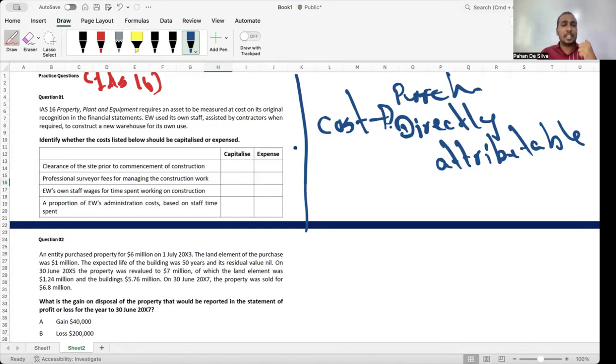Therefore, this cost is necessary. We have to incur this cost in order to get the expected output. Therefore, this has to be capitalized. This is a kind of directly attributable cost. This has to be capitalized.